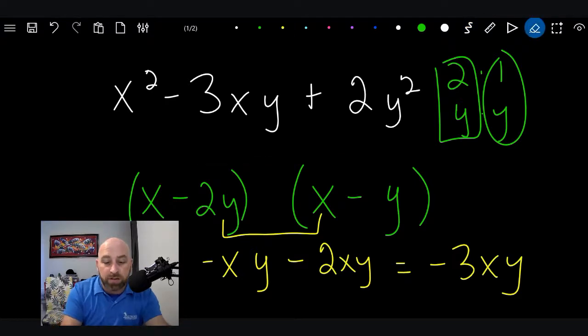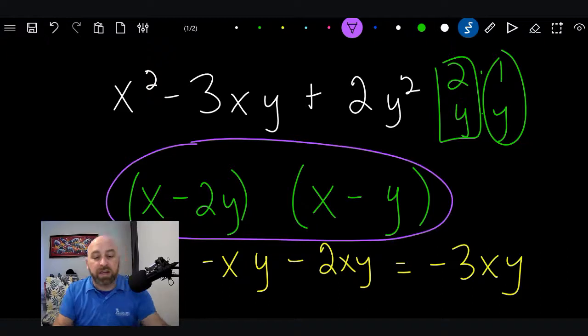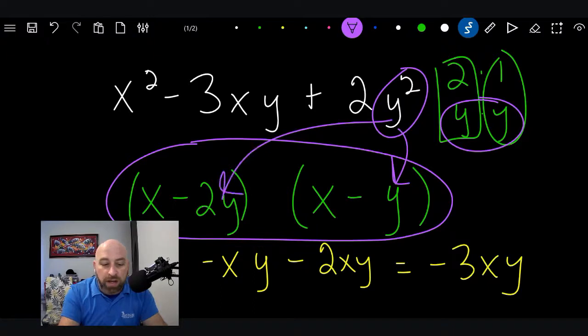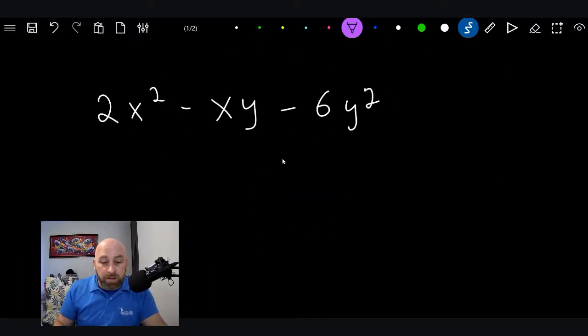So our answer here would be x minus 2y, x minus y, and that would give us our middle term to work out. Okay, so really nothing new there, only that y squared. And what do we do with the y squared? We just factored it into y times y, and one of those got a y, and that one also got a y. Okay. All right, let's look at the next one.